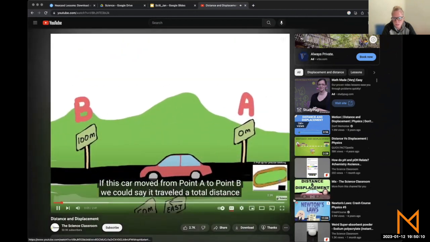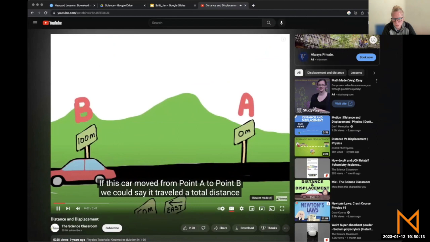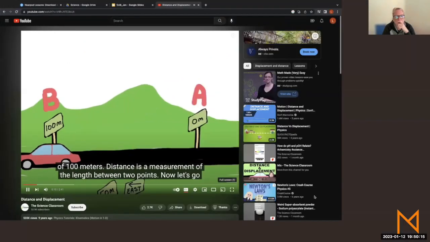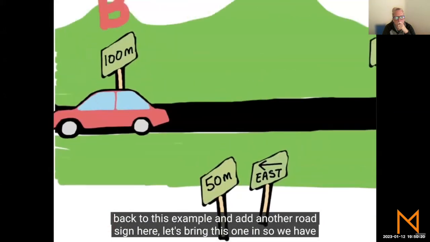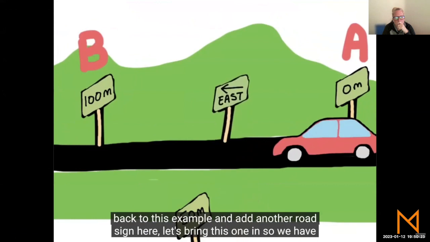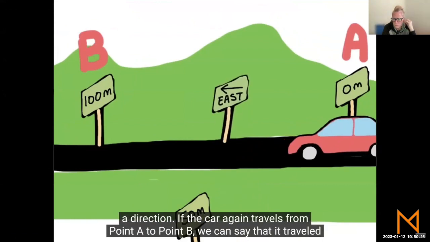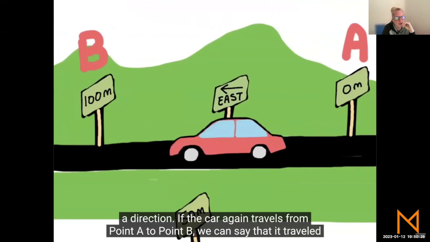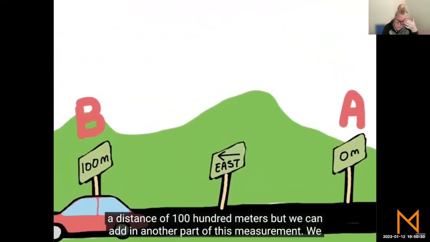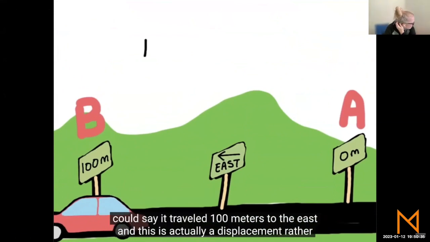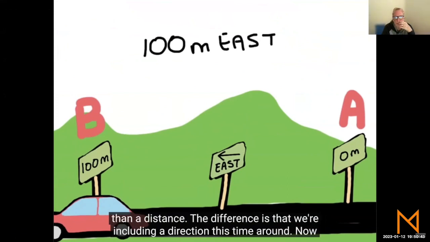If this car moved from point A to point B, we could say it traveled a total distance of 100 meters. Distance is a measurement of the length between two points. Now let's go back to this example and add another road sign here. Let's bring this one in so we have a direction. Now if the car again traveled from point A to point B, we could say that it traveled a distance of 100 meters, but we can add in another part of this measurement. We could say it traveled 100 meters to the east. And this is actually a displacement rather than a distance. The difference is that we're including a direction this time around.